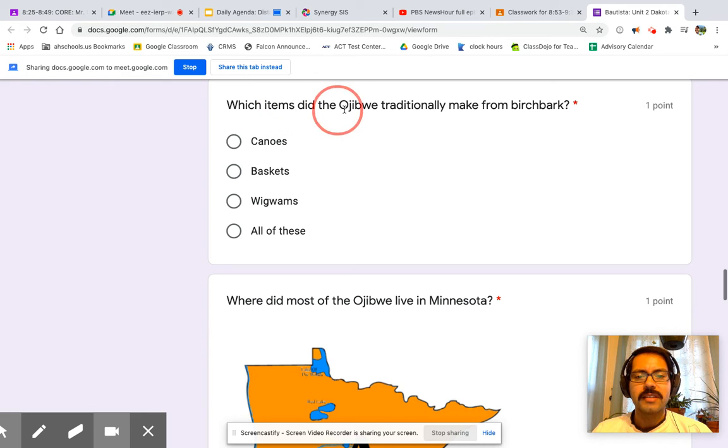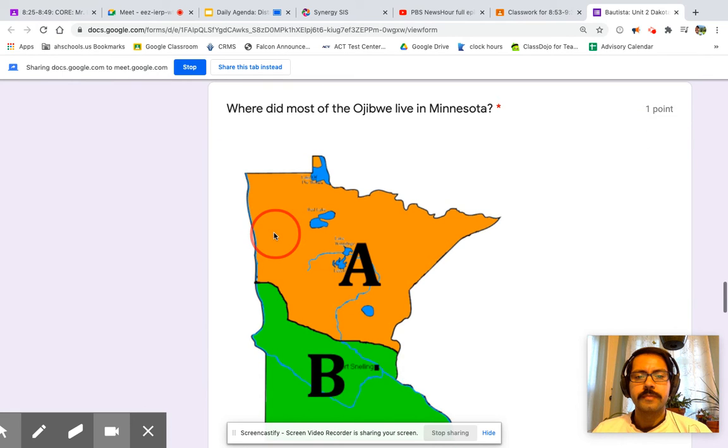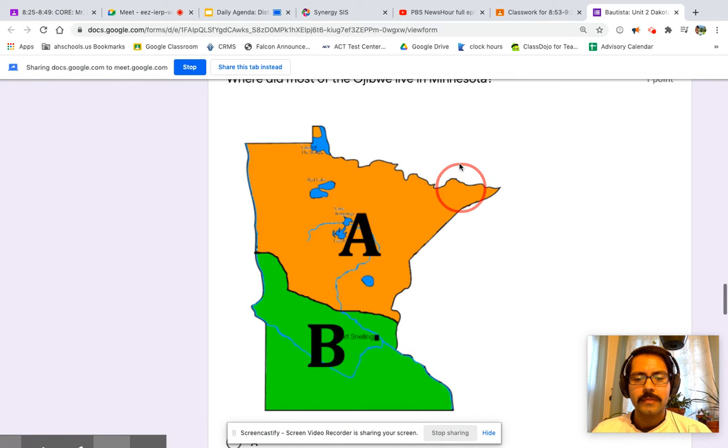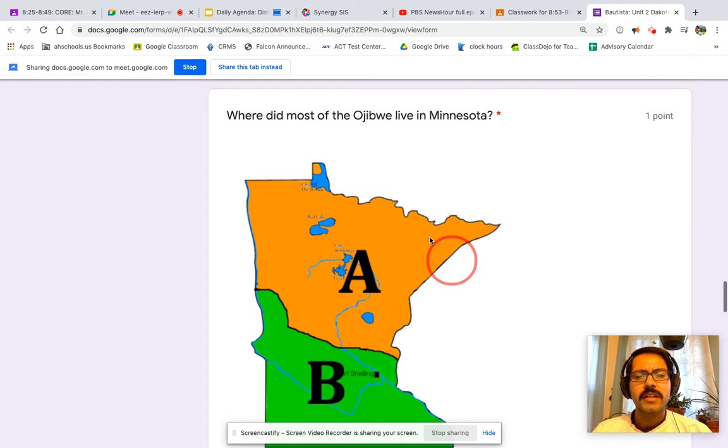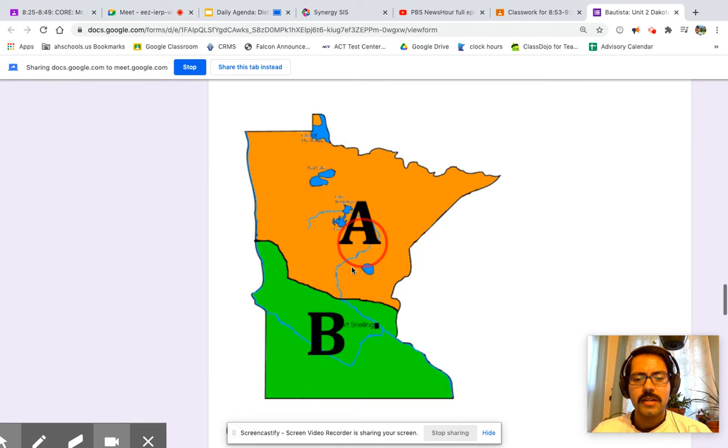Which items did the Ojibwe traditionally make from birch bark? Canoes, baskets, wigwams, all of these. Where did most of the Ojibwe live in Minnesota? Look at this map. You have two options, A and B. Where did the Ojibwe live? Select an option, A or B.